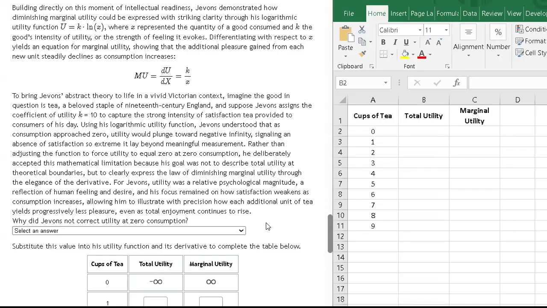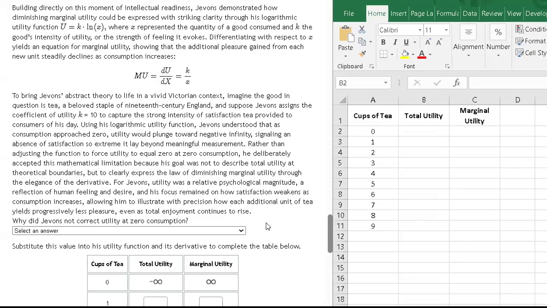To bring Jevons' abstract theory to life in a vivid Victorian context, imagine the good in question as tea, a beloved staple of 19th century England. And suppose Jevons assigns the coefficient of utility k equal to 10 to capture the strong intensity of satisfaction tea provided to consumers of his day.